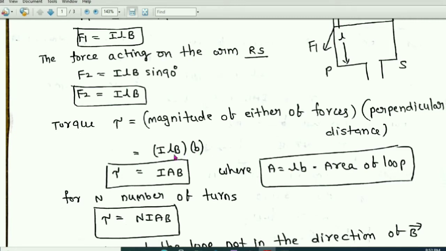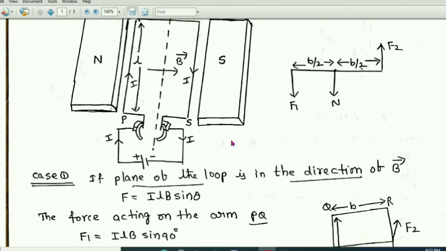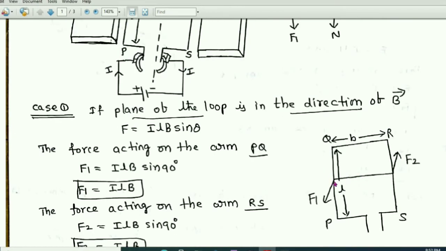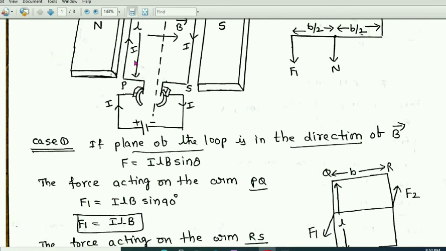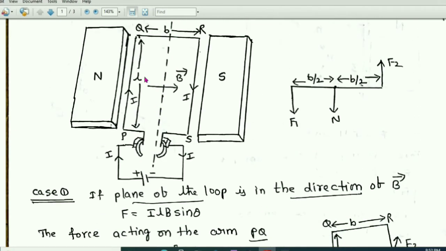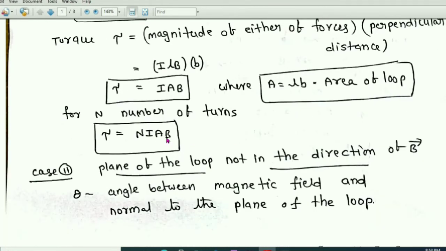Now this is the torque acting on the rectangular loop when it is placed in a uniform magnetic field such that the plane of the loop is in the direction of the magnetic field. That means the angle between the magnetic field and the normal drawn to the plane is 90 degrees. This is the simple case we have discussed. In that case, the torque is IAB, where I is the electric current, A is the area of the loop, and B is the magnetic field. For n number of turns, this formula becomes tau equal to NIAB. This is the torque acting on the loop.